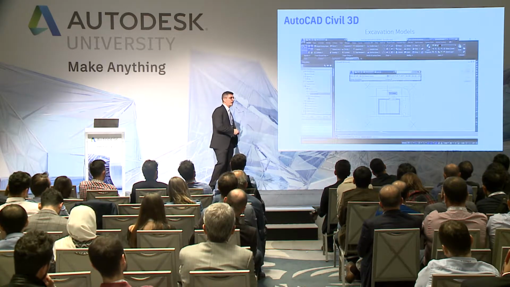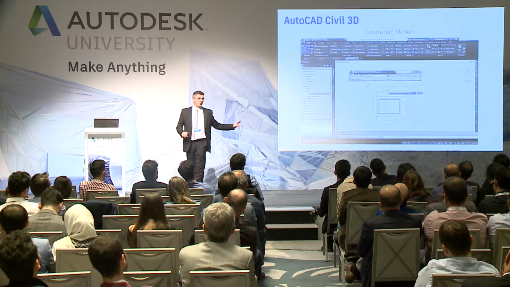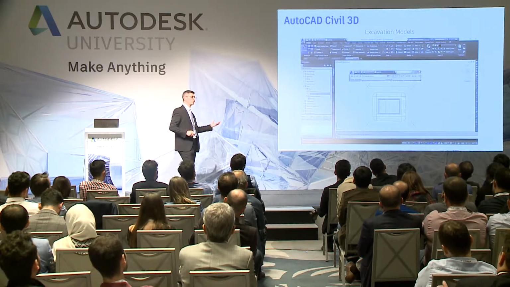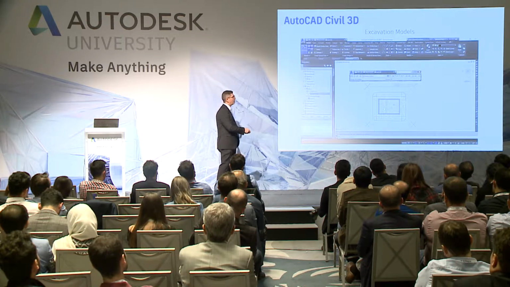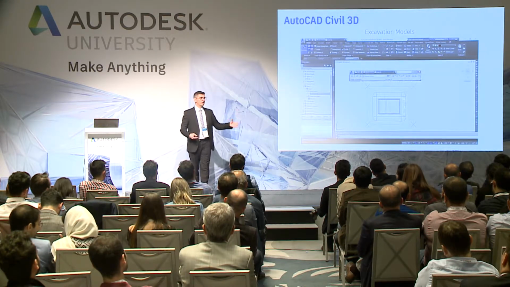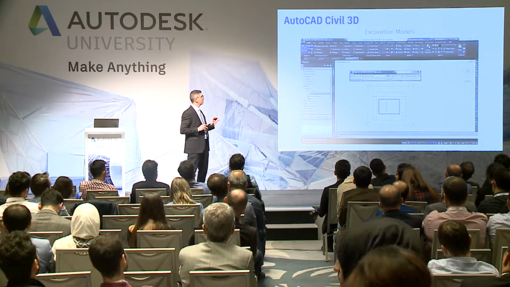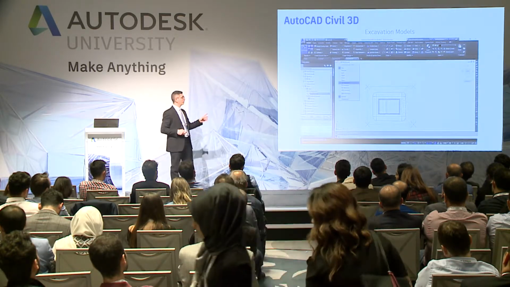The models that we are creating in Civil 3D are dynamic models. Then we don't need to switch. And if you look here, we have immediately updated the model. Then we have, OK, our excavation in the boundary of my building, of my structure.